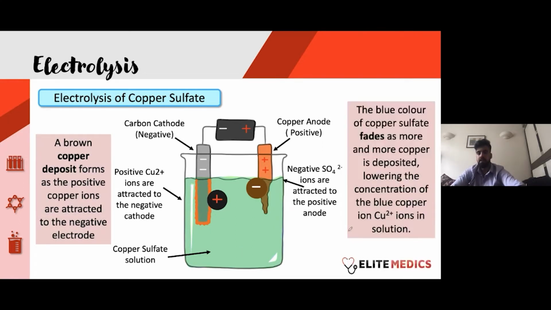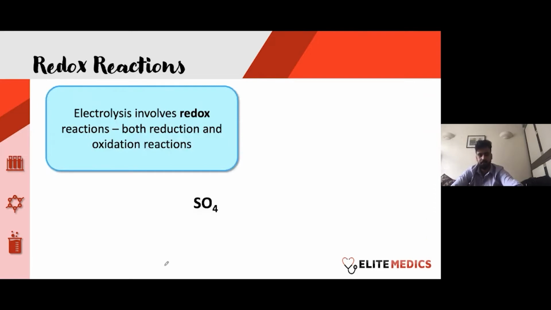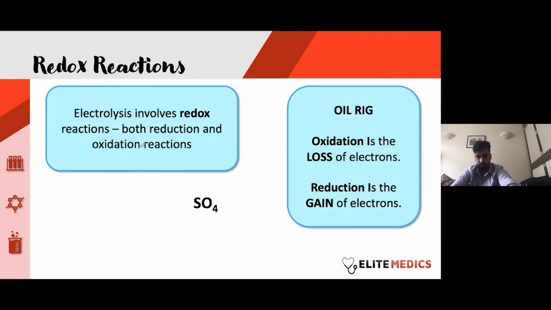Yeah, we'll get onto this idea of what happens with the other sulfate ions since it's a copper sulfate solution. We'll talk about that. Now, electrolysis involves redox reactions, both reduction and oxidation reactions. So you need to remember OIL RIG: oxidation is the loss of electrons and reduction is the gain of electrons.